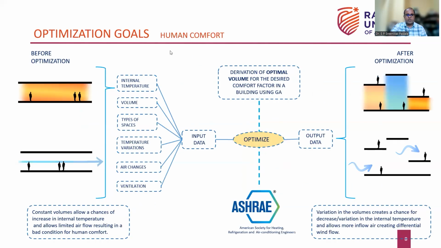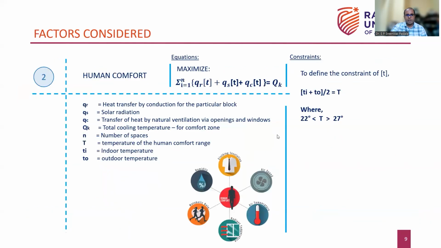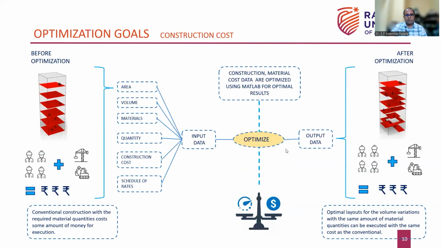Then similarly, this is for human comfort. I have taken internal temperature, volume, type of space, temperature variations, air changes, ventilation, everything as input data to optimize the thermal values. This is how the output will look. You can see the difference before automation, after automation. There is an improvement in human comfort, in terms of temperature changes there will not be too much difference. There will be better comfort. Similarly, I have developed an equation to determine the human comfort.